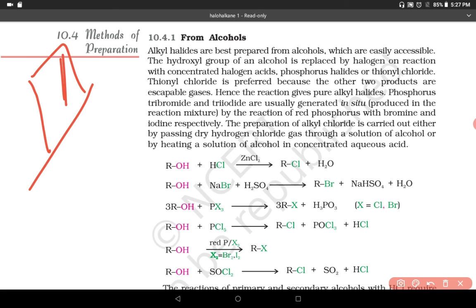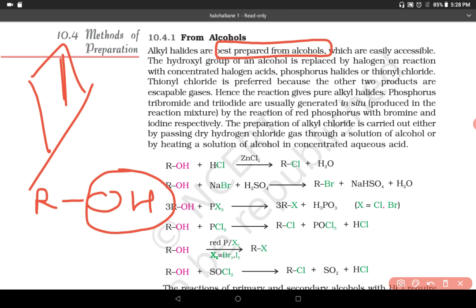Alkyl halides are best prepared from alcohols which are easily accessible. This is one of the statements to remember. The hydroxyl group of an alcohol is replaced by halogen. Let us take that. This is the hydroxyl group. This hydroxyl group is replaced by halogen on reaction with concentrated halogen acid.